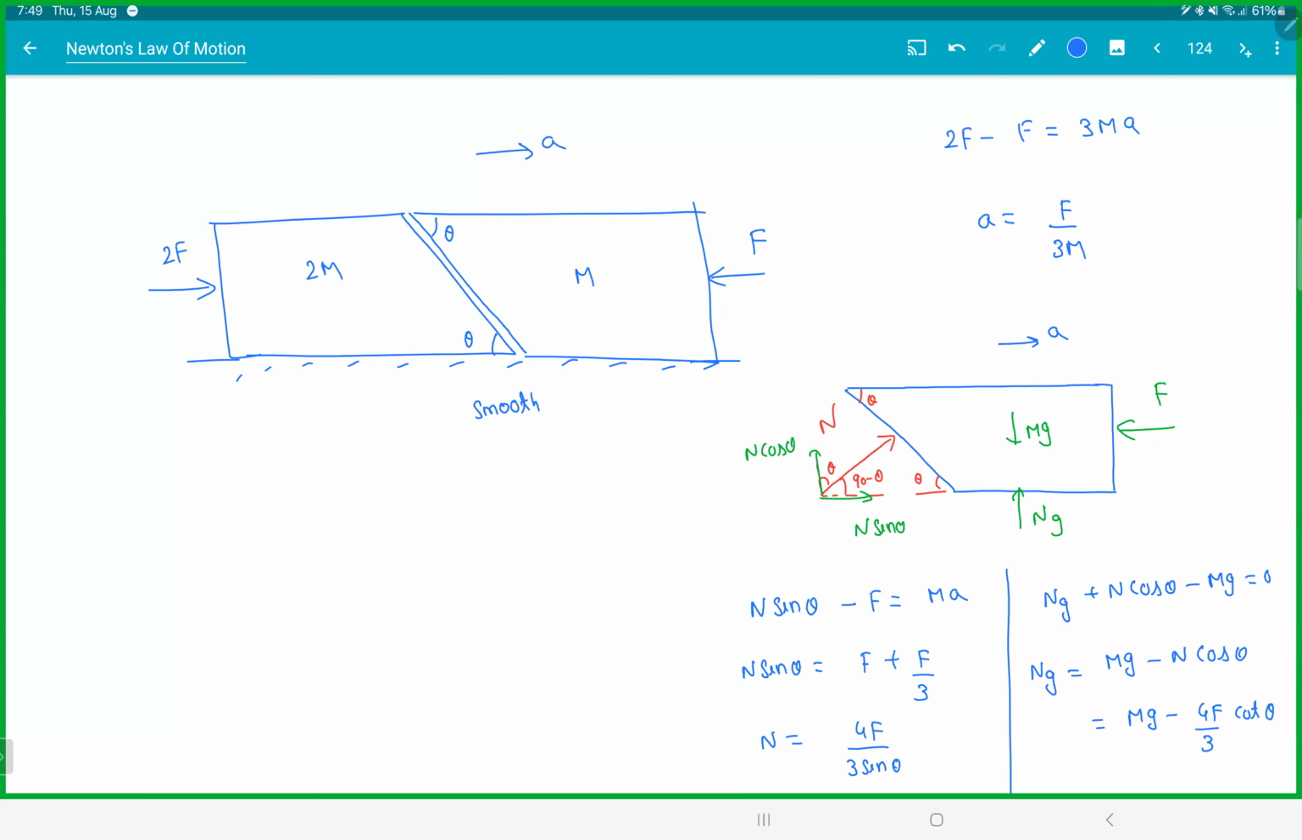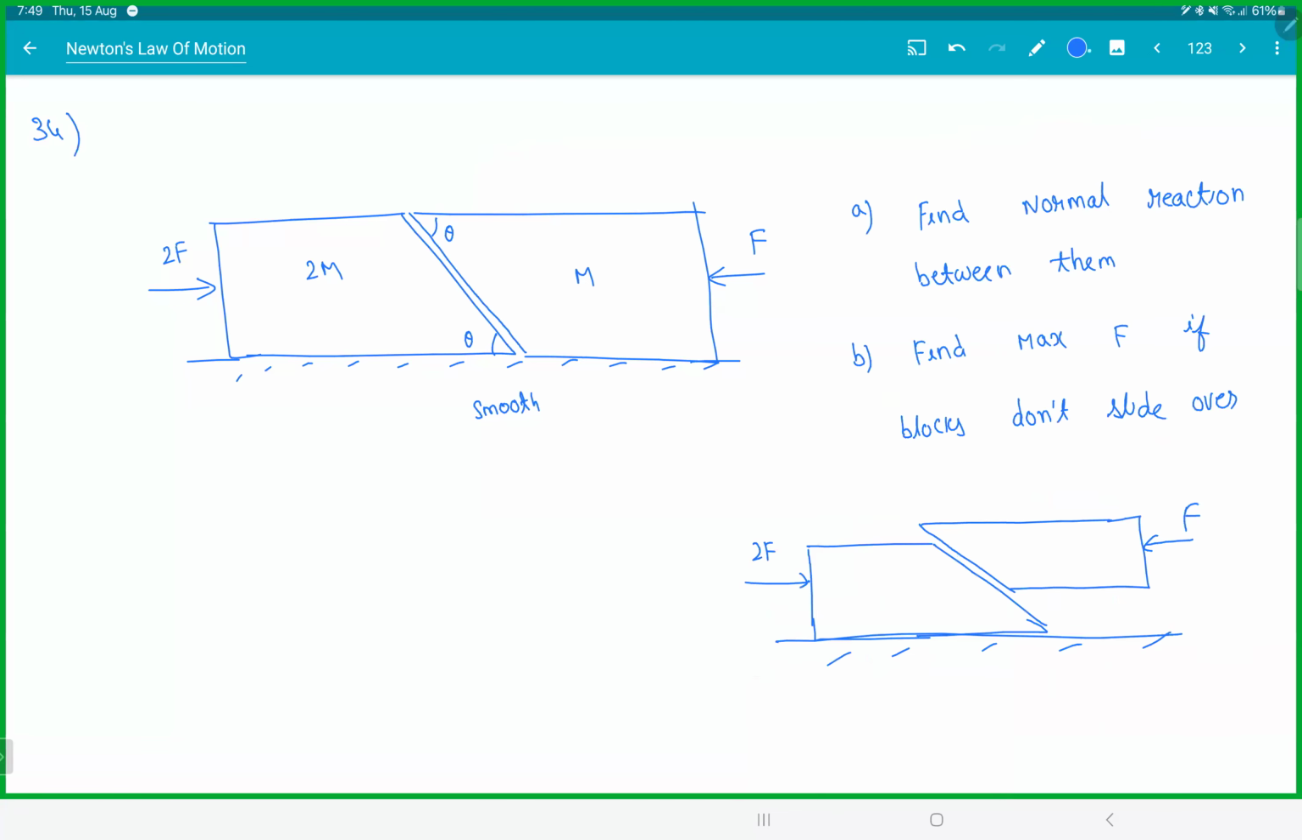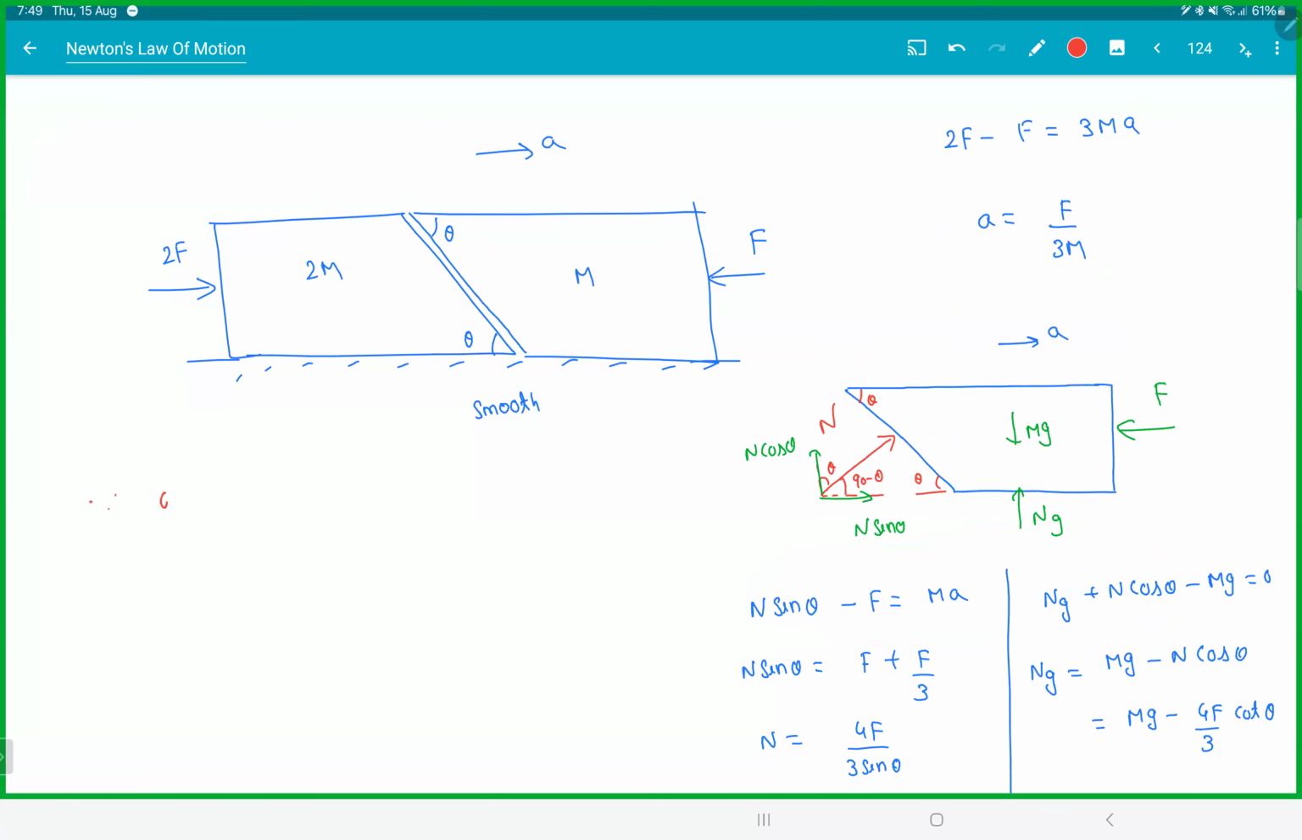Now, since you don't want it to lift off, means what? The normal reaction should be... So if it loses contact here, what will happen? This normal reaction on the ground will be zero since it loses contact. So here, since it doesn't lose contact, means you're touching the ground. Normal reaction must be greater than or equal to zero. So mg minus 4F by 3 cot theta must be greater than or equal to zero. So F must be less than or equal to 3mg by 4 cot theta. Or you can flip it up and make it tan theta. Check.